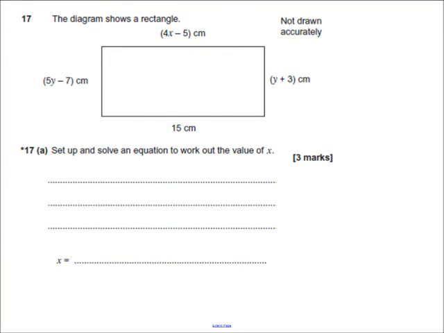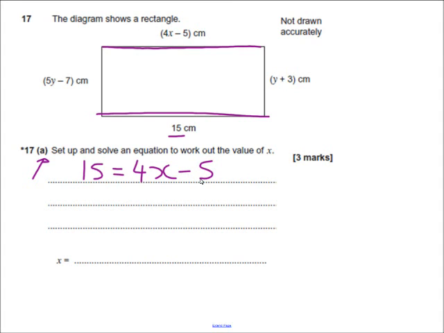Question 17 shows a diagram of a rectangle, and we have some algebra on most of the sides, but one of the lengths is 15 centimeters. Now question 17a is asking us to set up and solve an equation to work out the value of x. But because it's a rectangle, these two sides are the same length. So 15 centimeters is exactly the same length as 4x minus 5 centimeters. And hopefully, as soon as I write that down, you can see it's a two-step equation to solve.